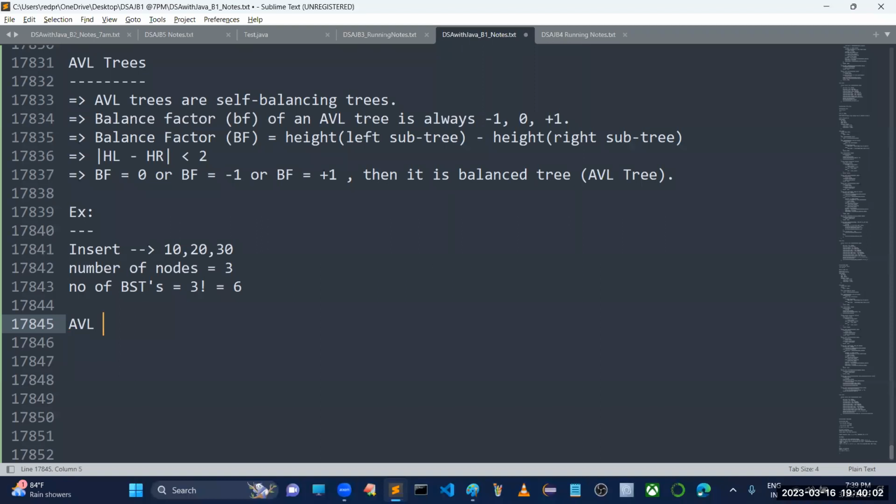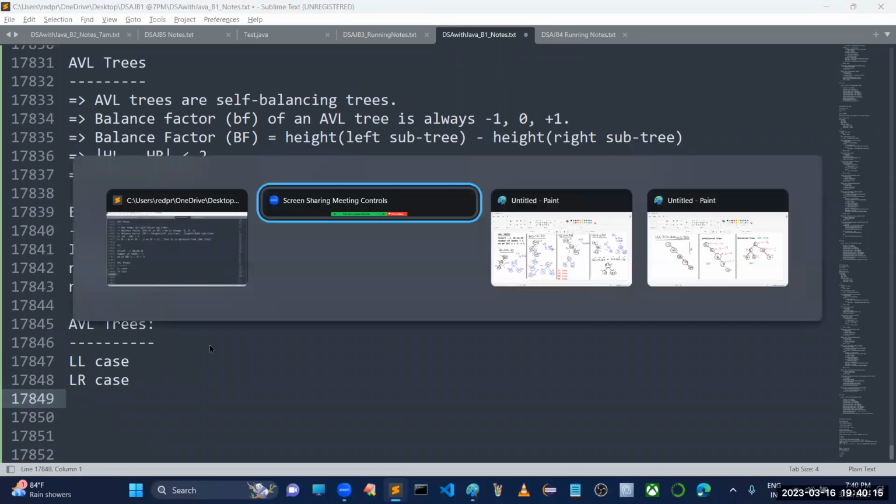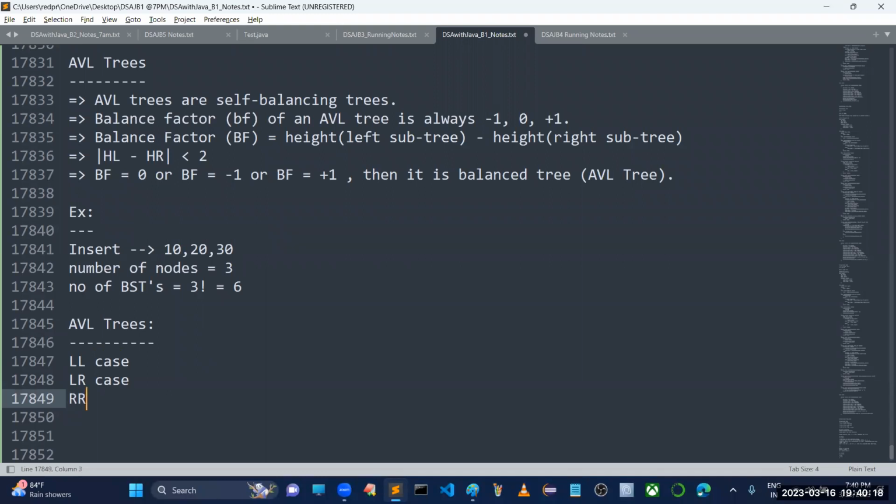So in AVL trees, what are the different cases that we are going to get? The first one is the LL case, then the LR case will be there. And after that the RR case and then the RL case. How can you get a solution for the LL case? For the LL case, we have to do right rotation. For the LR case, first we need to take left rotation and then right rotation.